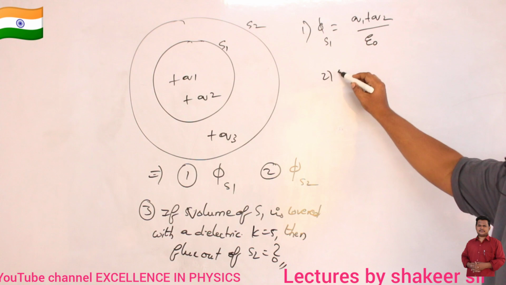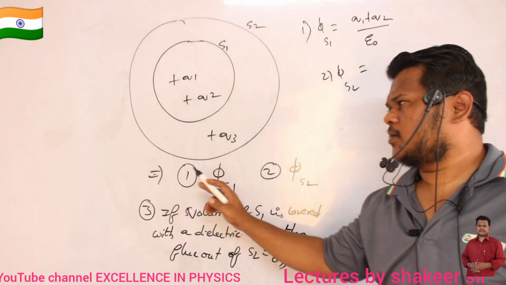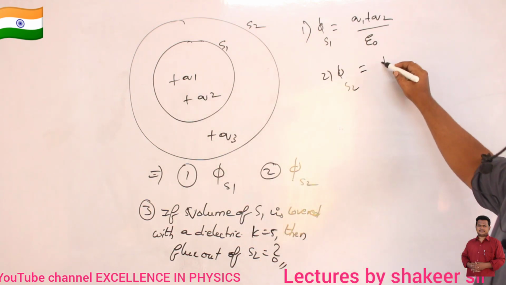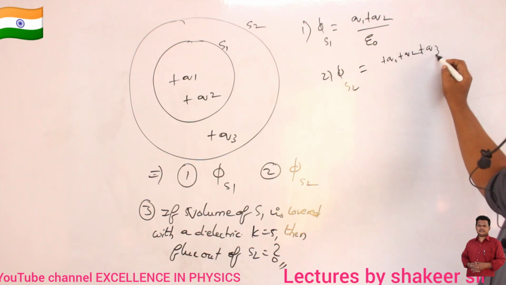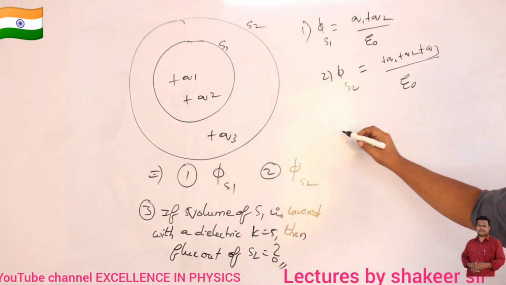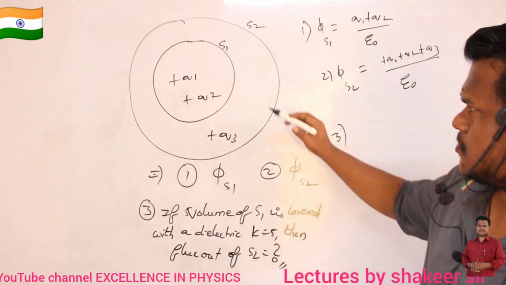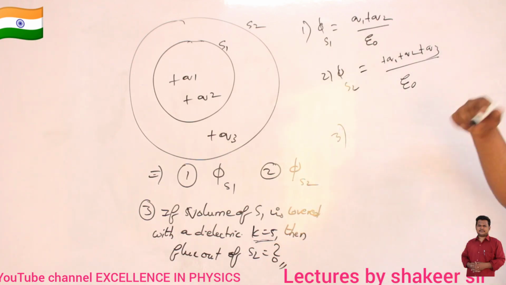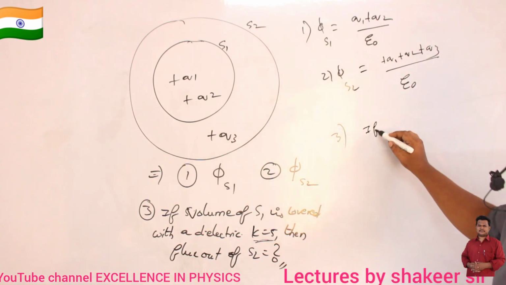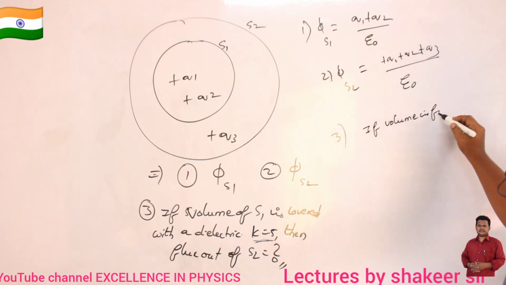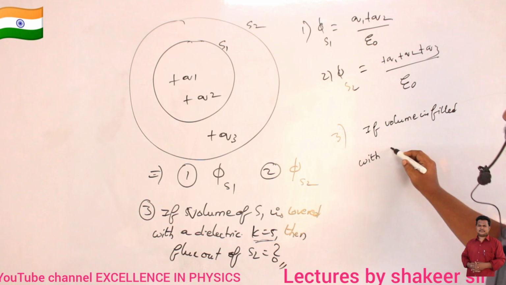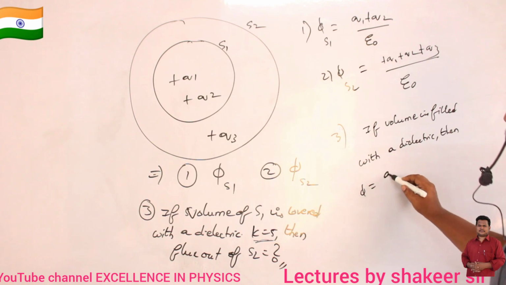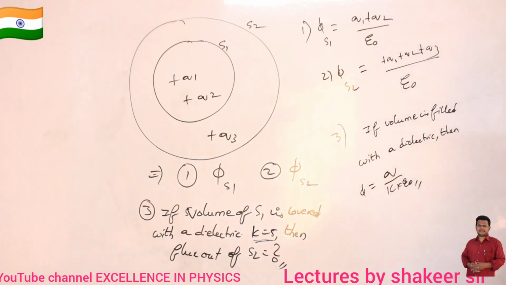Clear? Second one, flux coming out of surface S2. What is the flux coming out of the second surface? This second surface is enclosing 3 charges, no? So the total flux coming out will be Q1 plus Q2 plus Q3 divided by E0. That's all. Third question is, if the volume of S1, this total volume, is filled with a dielectric of K, then what is the flux coming out of S2? Are you able to understand? So if the volume is filled with a dielectric, then flux will be Q by K into E0. This is the formula.